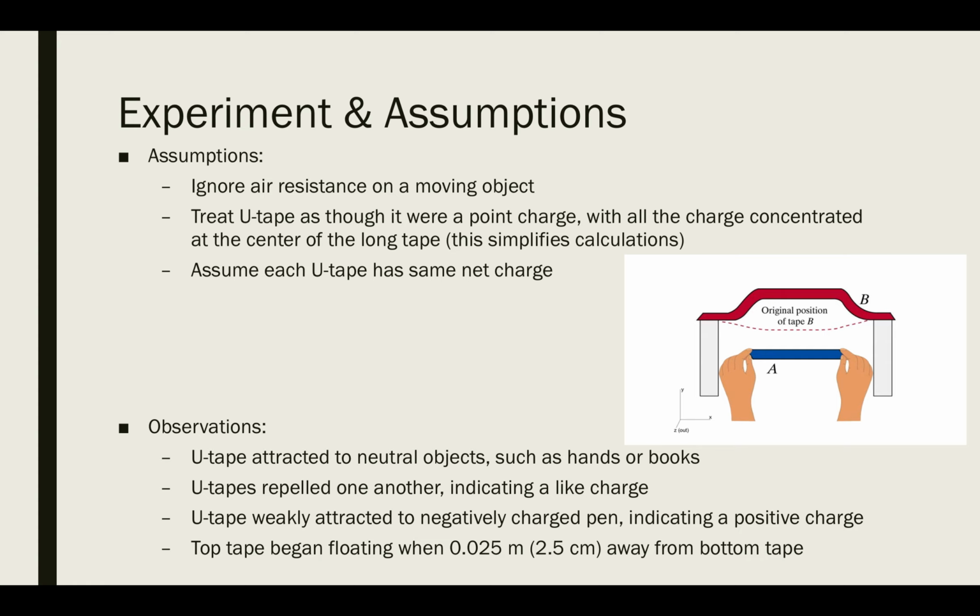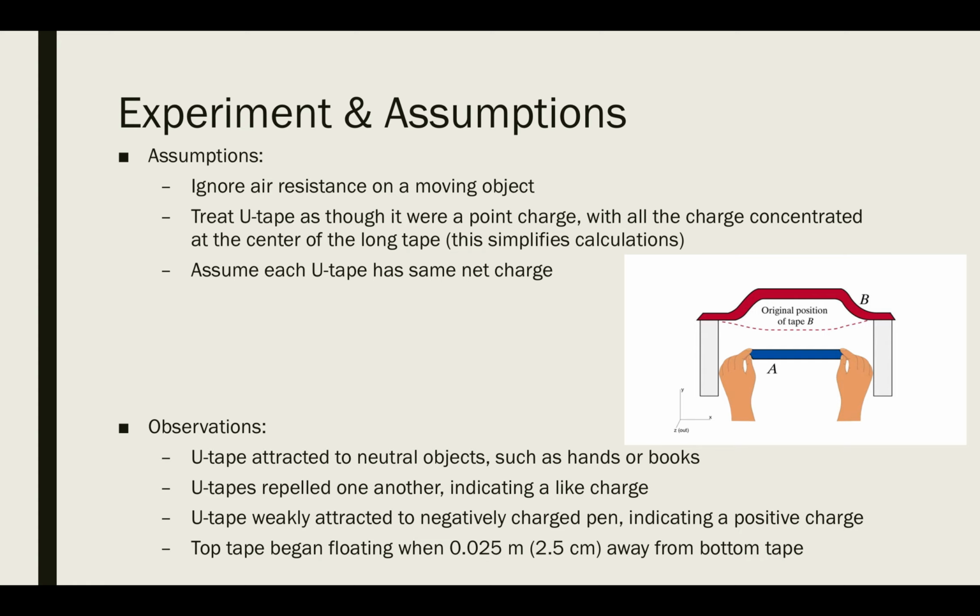Now to get into the observations found upon conducting this lab. I found that the U-tape was attracted to neutral objects like my hand or a book. When two U-tapes were placed near each other, they repelled, which indicated that they had the same charge. To determine whether that charge was positive or negative, I held a U-tape near a negatively charged pen. I observed that the U-tape was weakly attracted to that pen, which indicated that the tape had a positive charge.